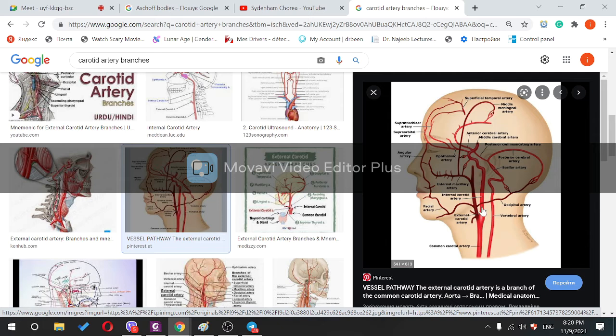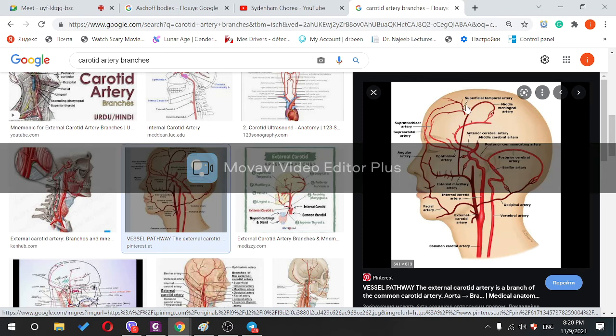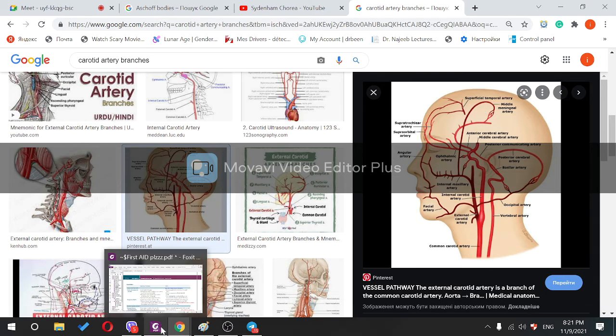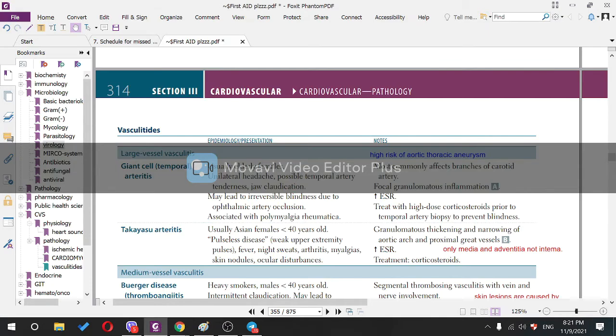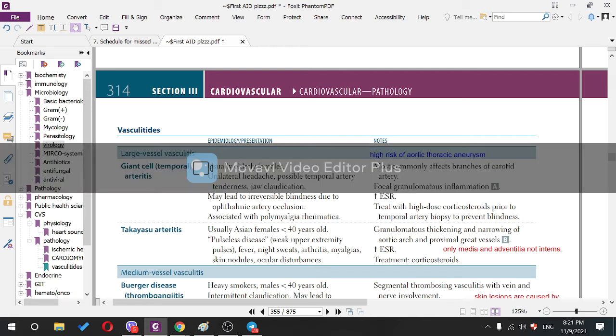So anything that is a branch of the external carotid will be affected. But for us as normal human beings, two branches will be affected the most. The first one, the ophthalmic artery. The second one, the superficial temporal artery. Superficial temporal artery involvement will lead to pain in the head, in the temporal area. It will be even tender. And the one that is in the eye will lead to blindness. Don't forget about the claudication. So it most commonly affects branches of the carotid artery, and you will see what?